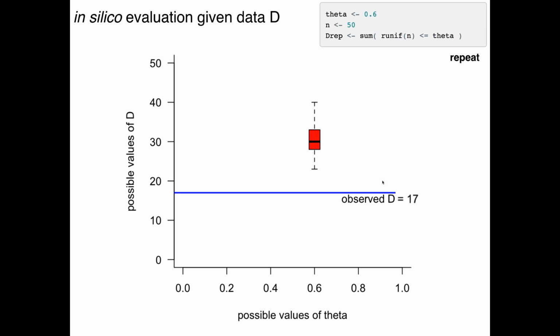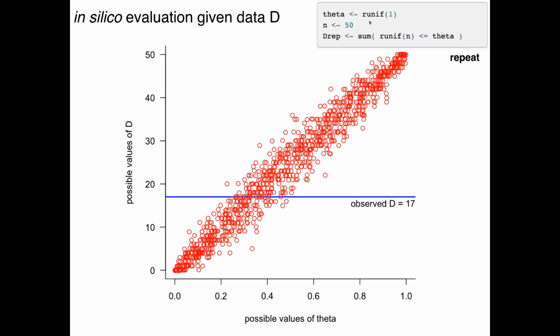Now, as I do that simulation, I could just change it a little bit. As I imagine what data I might have gotten, let me also vary the value of the parameter theta by just grabbing a uniformly distributed theta every time. And on that uniformly distributed theta, then go ahead and simulate the outcome of my experiment. This is what you get if you do it about 1,000 times.